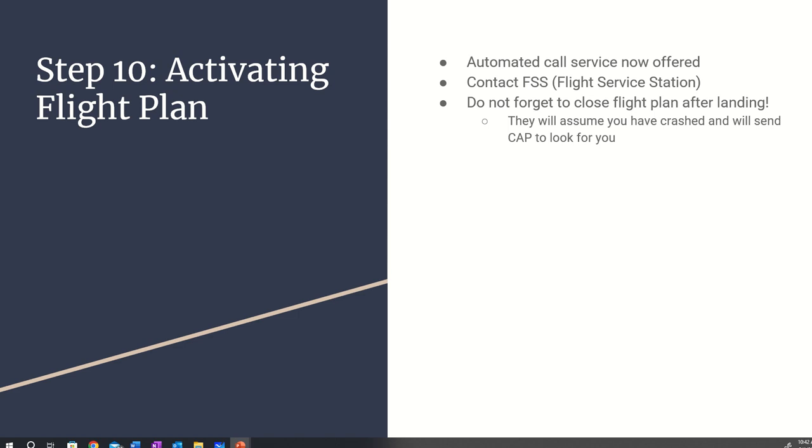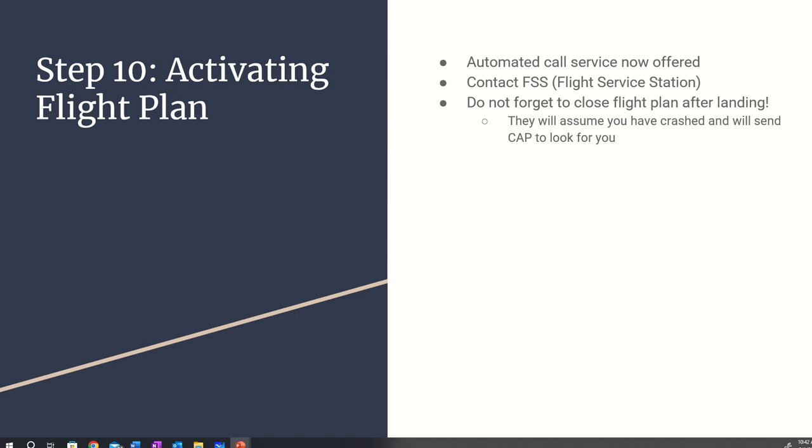When you land, this is imperative. Do not forget to close your flight plan. You can do it through that text service, or you can call up the flight service station. The 1-800-WX brief number will get you that. But do not forget to do that. If you do not close your flight plan, they will send Civil Air Patrol to look for you because they will assume something has happened to you.